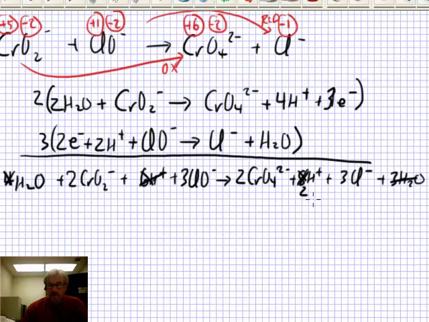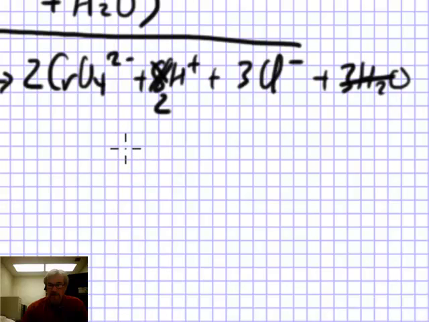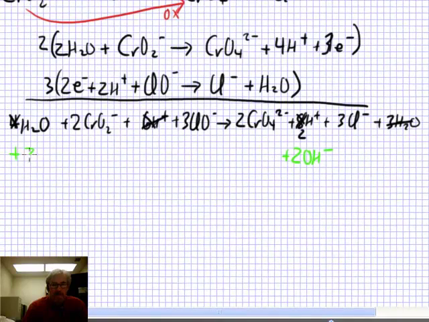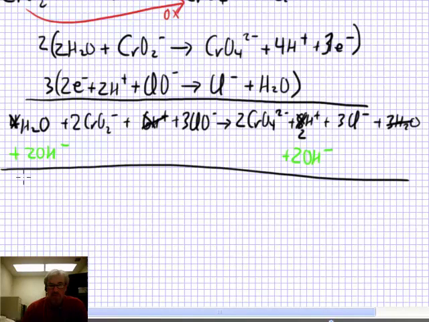Now this happened in a basic environment, so the next thing I have to do is identify that I have 2 H pluses present on the right and add to that side 2 OH minuses. But I can't do that only on one side or it isn't an equation anymore, so I'll add 2 OH minuses on the left as well. What does that leave me with when I sum it all up?